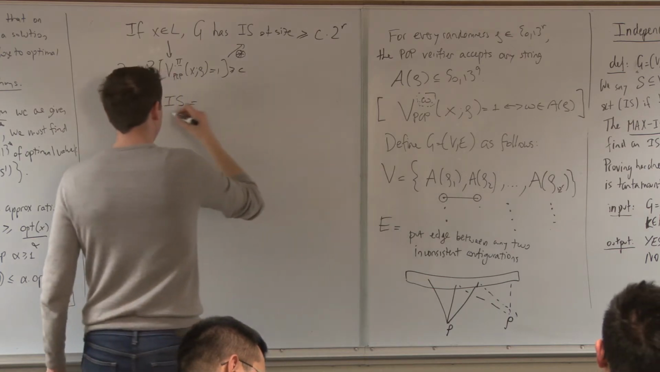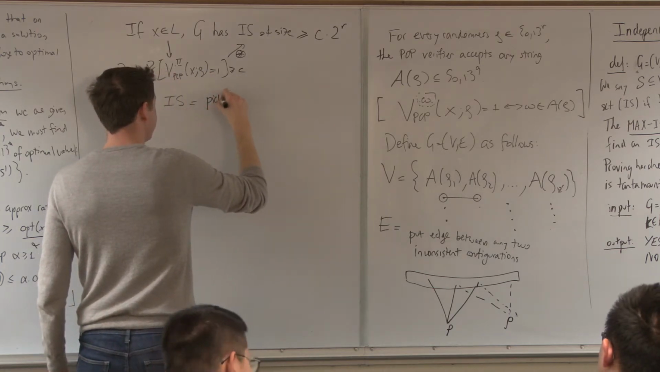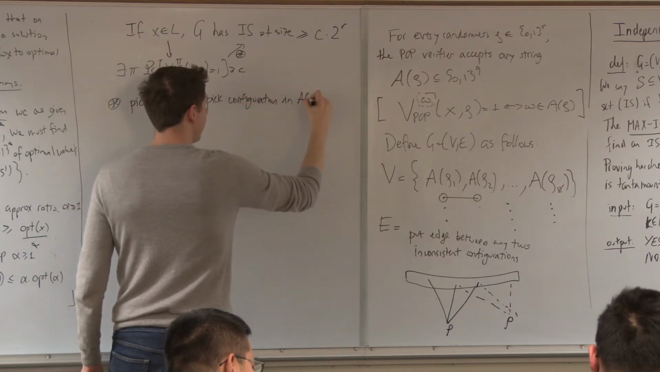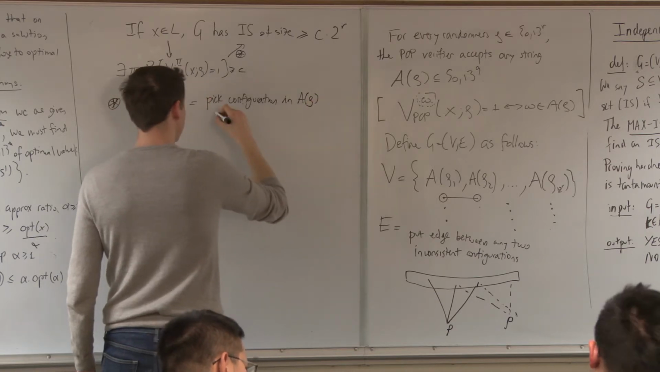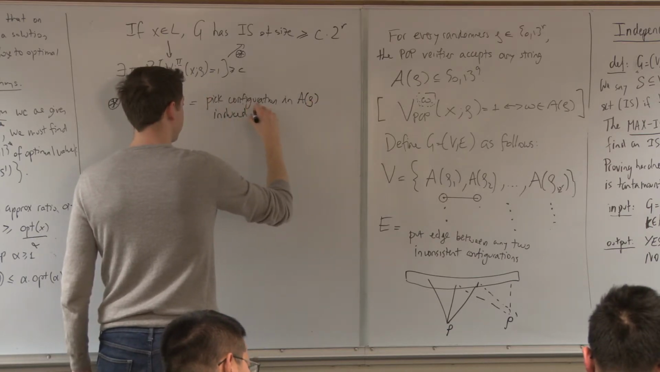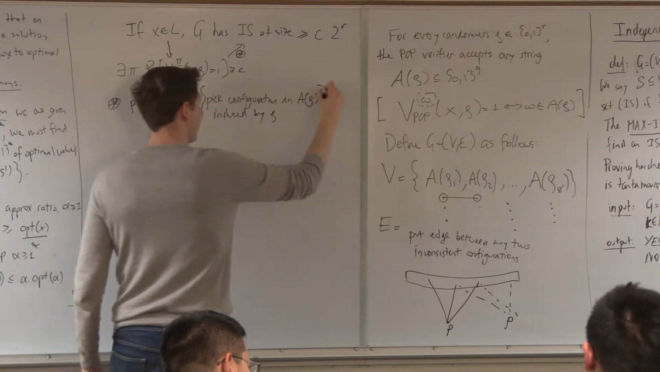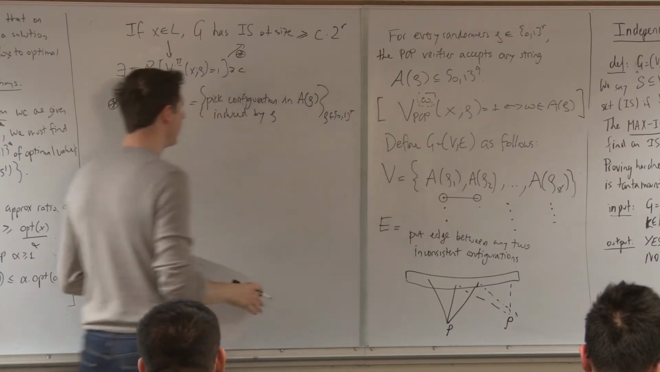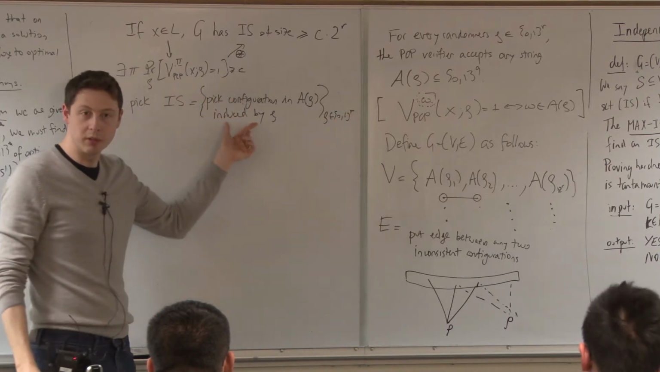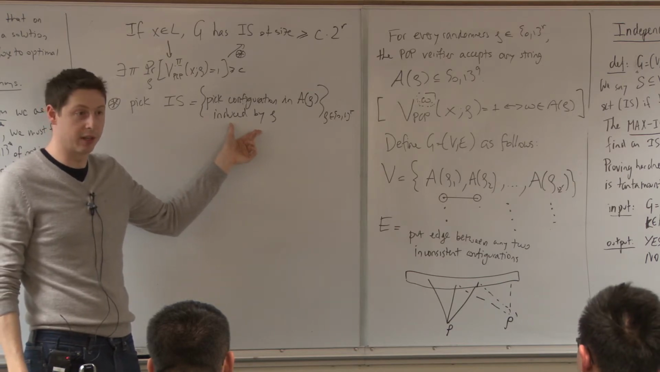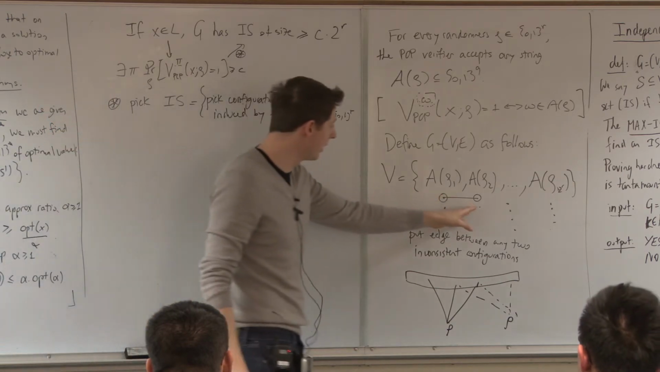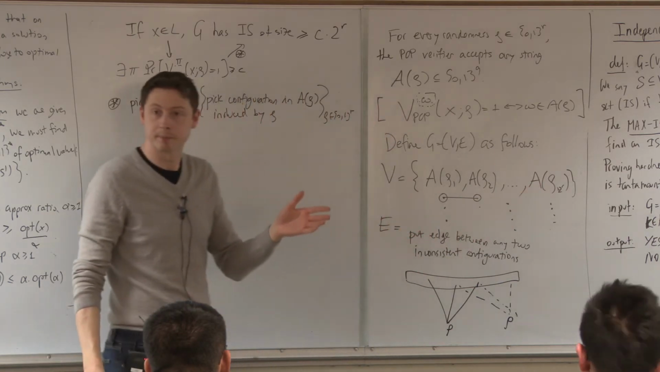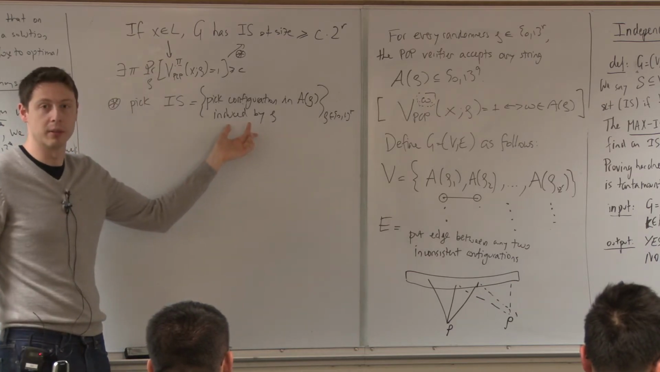But let me first say, pick the configuration in a row induced by pi, and I do this for all rows. And now I need to argue, could it be that there is an edge between any two configurations here? So I have a configuration in one column here, another configuration in another column. Both of them correspond to the verifier accepting. Do I expect to see an edge between them?